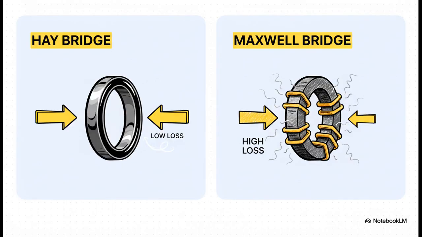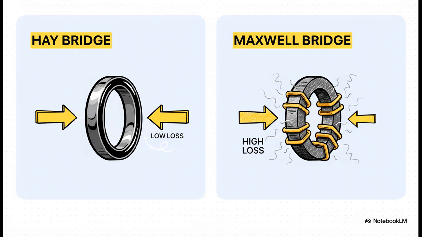Okay, this is a classic exam question, so listen up. When do you use a Hay bridge and when do you use a Maxwell bridge? They both measure inductors, so what gives? It all comes down to something called the Q factor, or quality factor. Just think of Q as a rating of how good the inductor is. A high Q inductor is very efficient with very little energy loss.